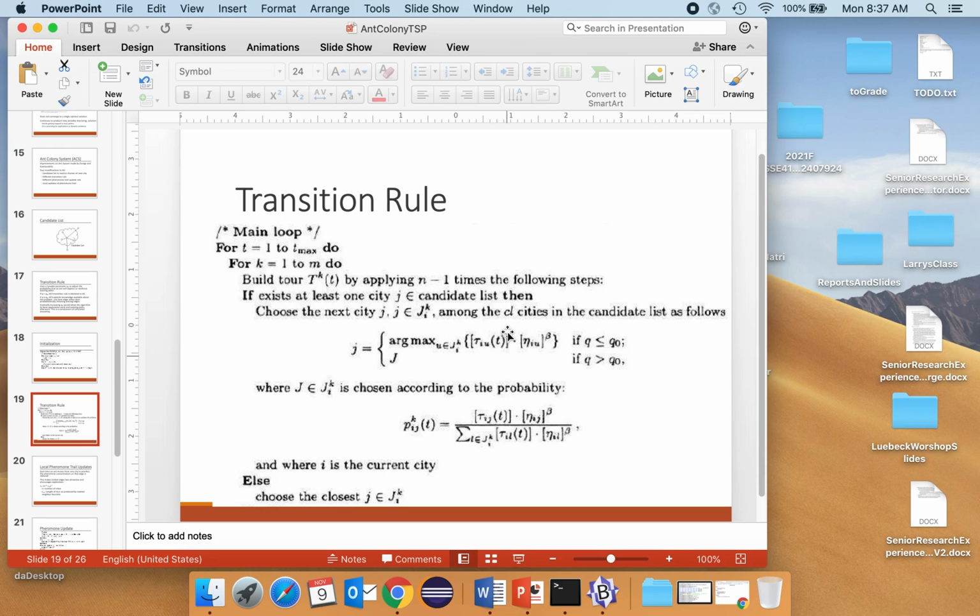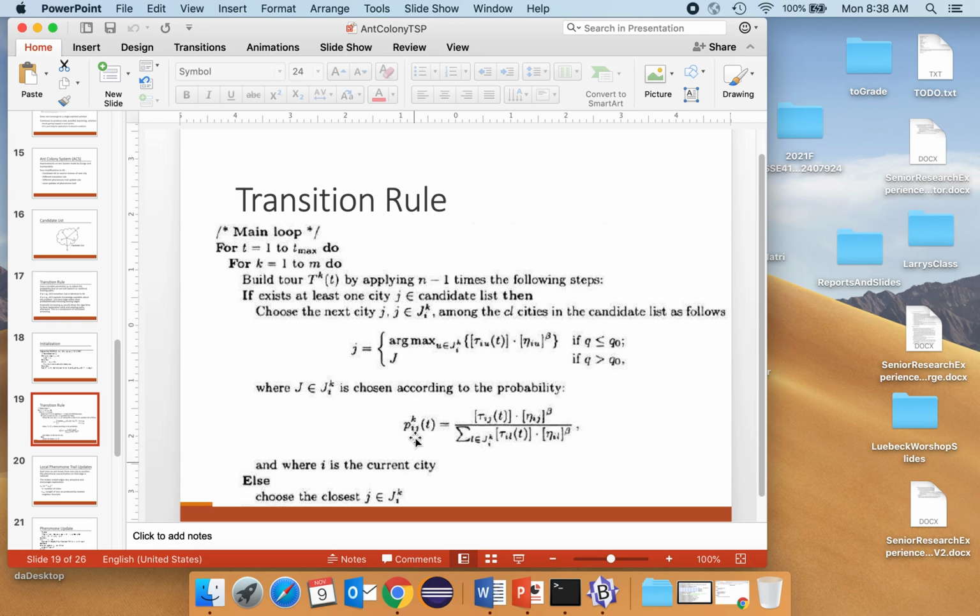Notice that we don't have an alpha anymore. We don't really need it. Since we have this if statement over here, we can just simply look at argmax. We don't have to normalize it. But if Q is greater than Q0, we'll simply pick something. We pick something among J.